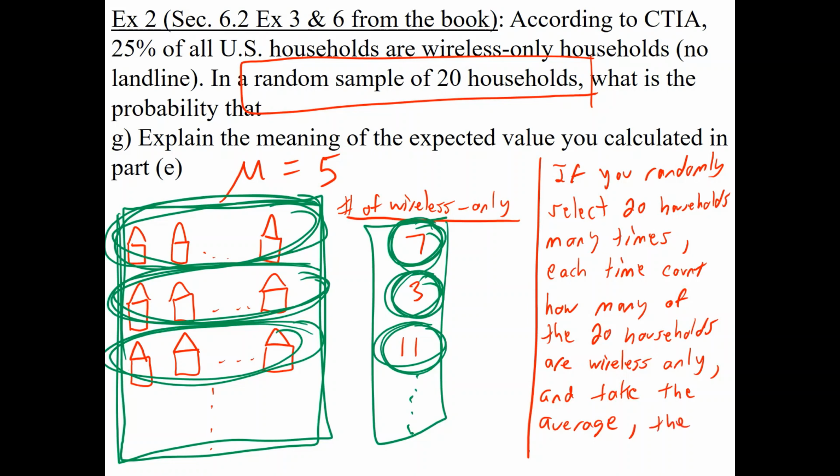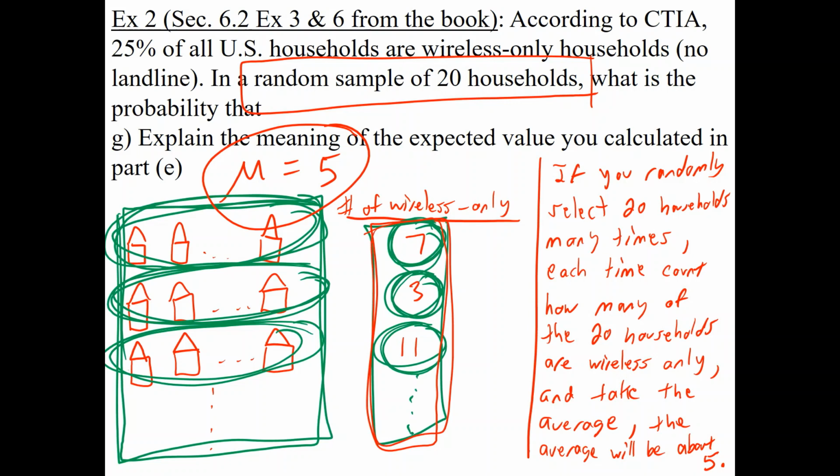The average will be about 5, since the mu is 5. So if you take the average of the numbers that I have here, plus, if you did this 1,000 times and took the average of those 1,000 numbers, you expect the average to be really close to 5, about 5.